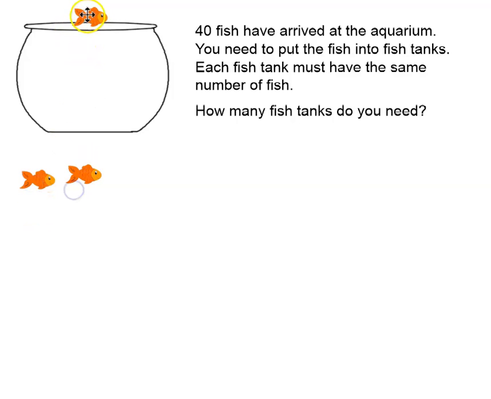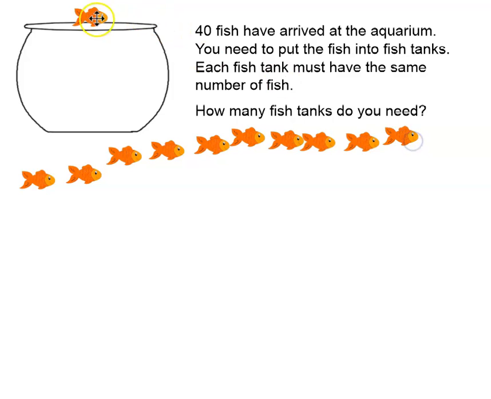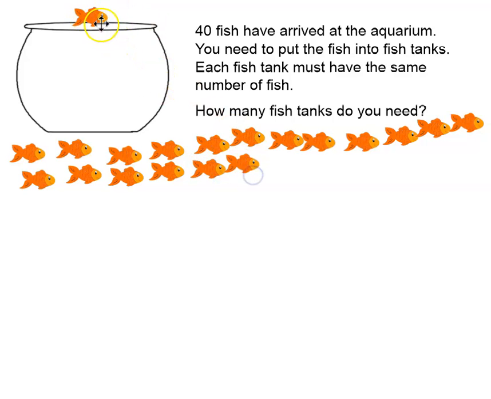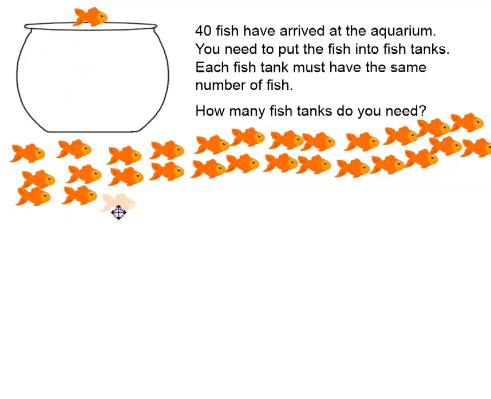1, 2, 3, 4, 5, 6, 7, 8, 9, 10, 11, 12, 13, 14, 15, 16, 17, 18, 19, 20, 21, 22, 23, 24, 25, 26, 27, 28, 29, 30. Almost there.